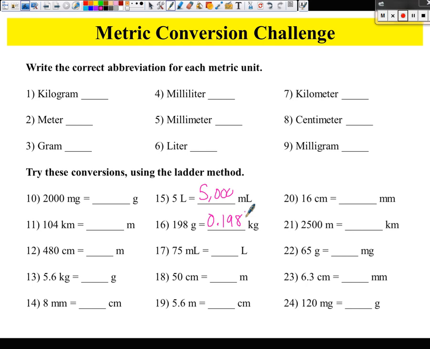That's 3 places to the left, and this is an important one. Make sure you pay attention to this one. 0.075. Did everyone get that extra 0 in there? Okay, good deal. 50 centimeters to meters. That's 2 places to the left. So 0.50.